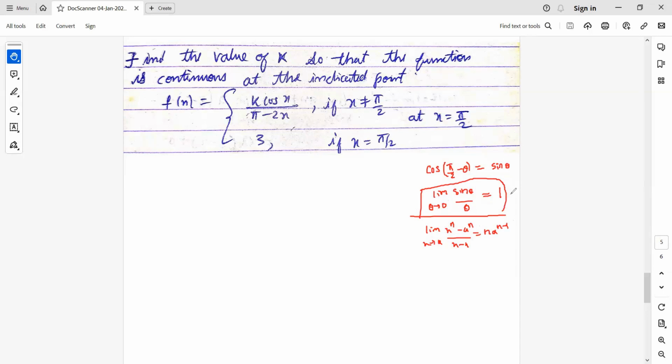So we will discuss this example. These two formulas we are using: cos of pi by 2 minus theta equals sine theta, and the limit of sine theta upon theta as theta tends to 0 is equal to 1. Okay, so we'll continue with the example.